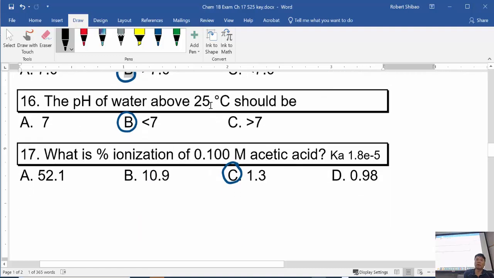The pH of water, 25. Above 25, we expect more hydronium or less hydronium? More collisions or fewer collisions? More collisions. We're going to shift, what's that distribution called?